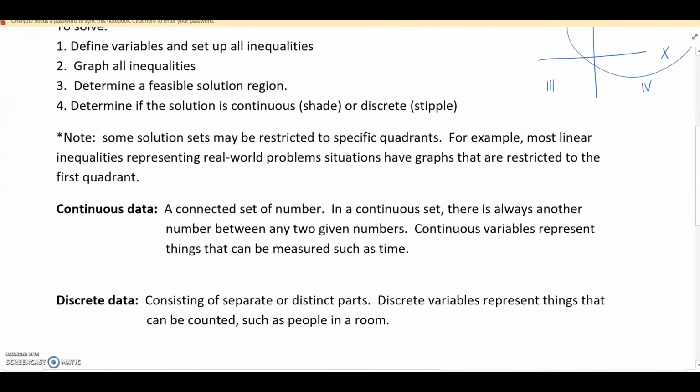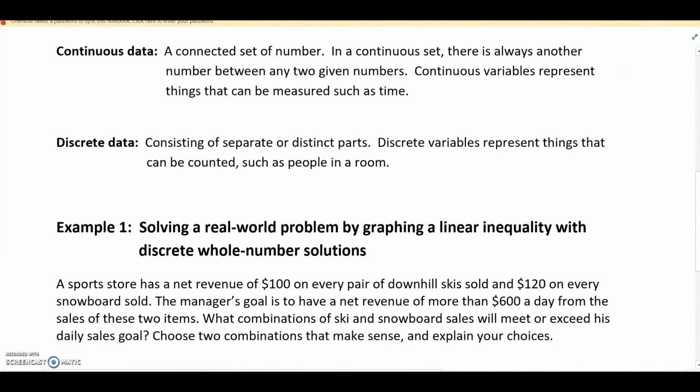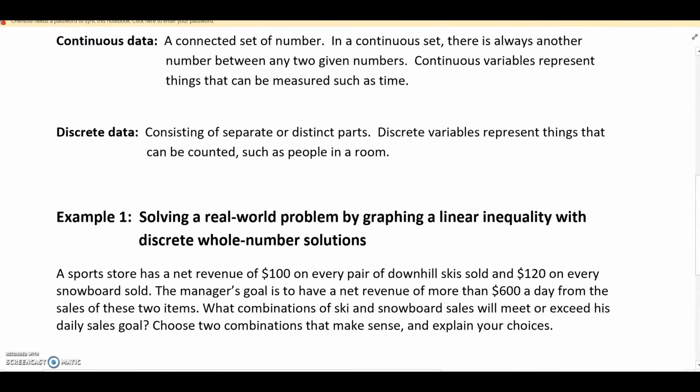Okay? So what do we mean when we talk about continuous data? Continuous data is a connected set of numbers. In a continuous set, there's always another number between any two given numbers. Continuous variables represent things that can be measured, such as time. So for example, for time we can have hours, minutes, seconds. We can even have tenths of seconds, hundredths of seconds. So there's all those points in between.